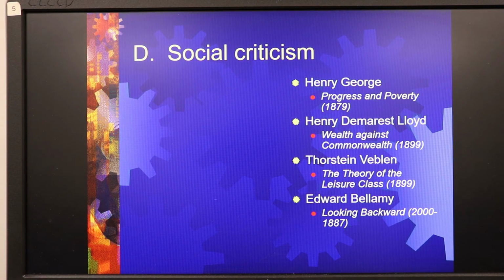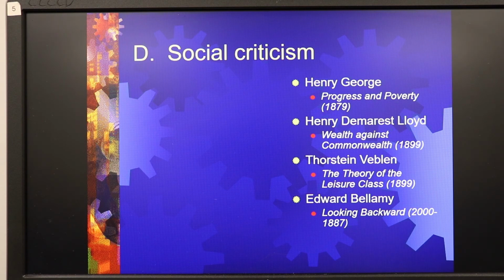Now, social criticism. Basically, these writers harbored intense hatred at the human misery that was going on, and they each had their own ways to try to solve it. Henry George, in his Progress and Poverty, wanted to find the reason for poverty, and basically he believed that the basic problem was the unearned increment in wealth by those who own land. In other words, if you own land, it's probably going to go up in value, and he didn't think that was fair.